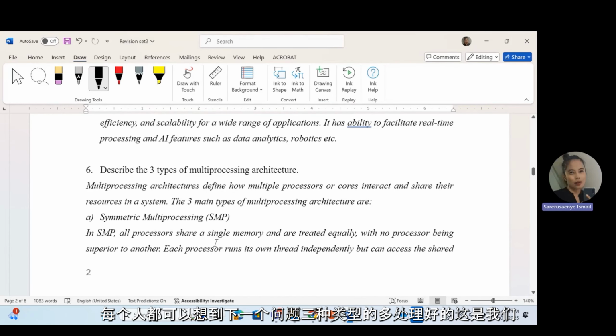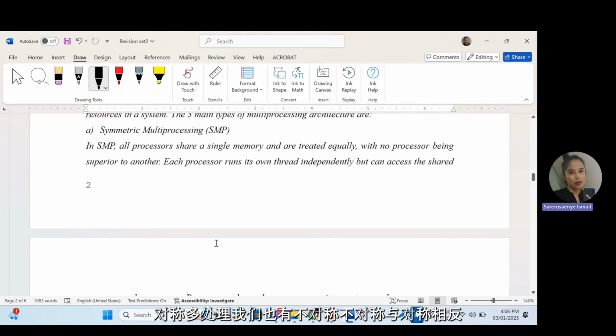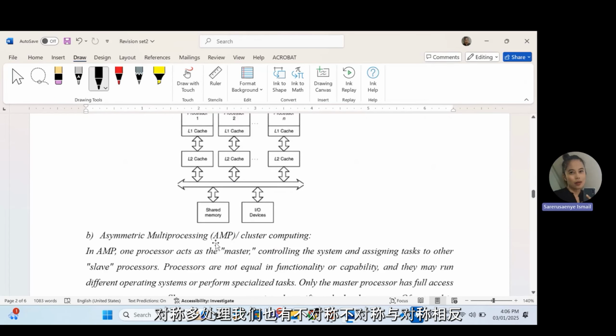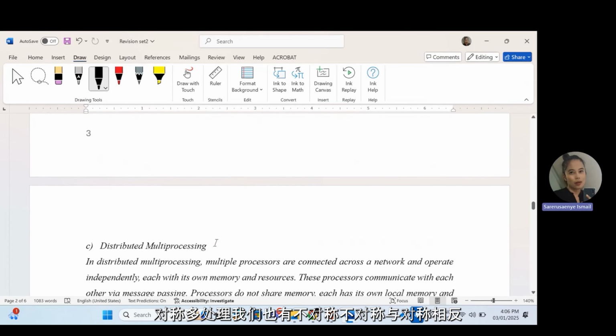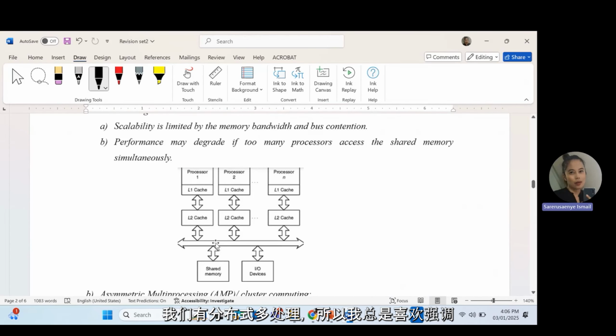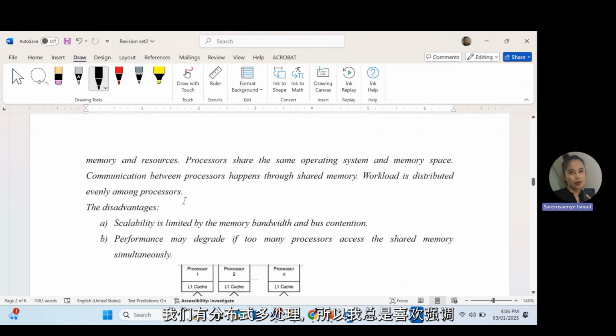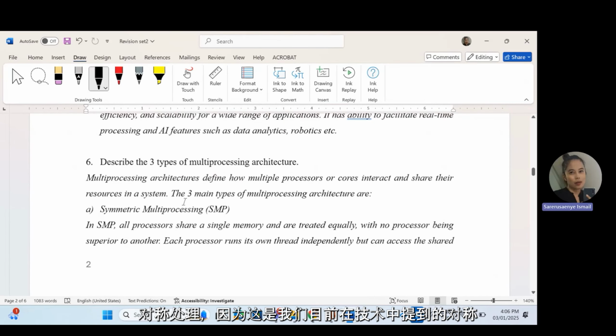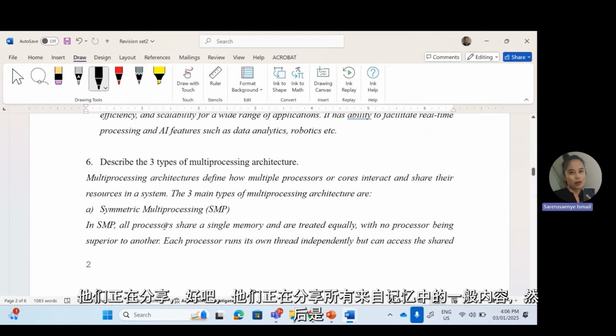Next question: three types of multiprocessing. This is what we learned in our lecture class. We have SMP, which stands for symmetric multiprocessing. We also have asymmetric, which is the opposite of symmetric, and we have distributed multiprocessing. I always like highlighting symmetric multiprocessing because this is what we refer to currently in our technology. Symmetric, they are sharing.